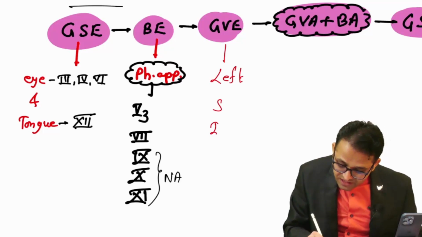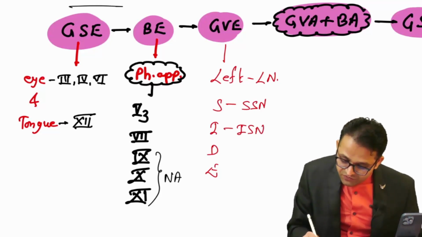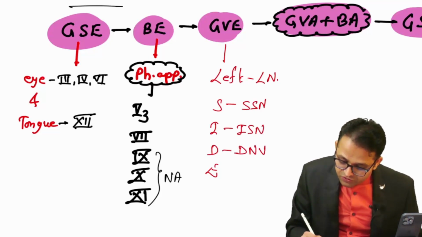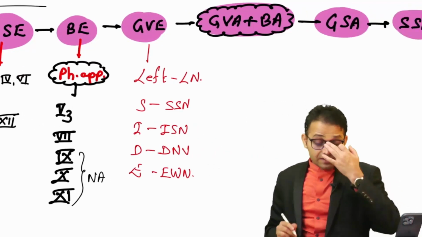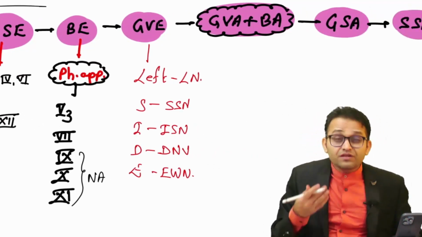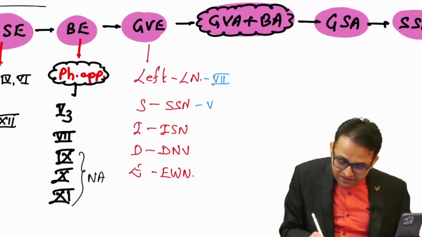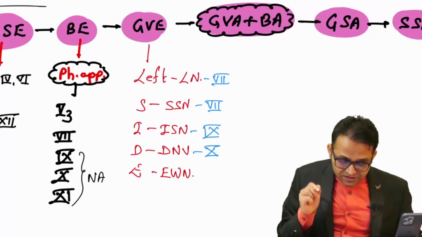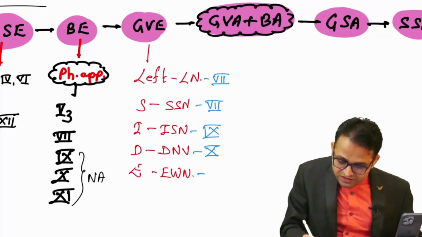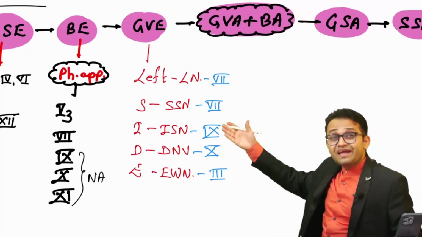S-I-D-E. Yes, L for lacrimatory nucleus, S for superior salivatory nucleus, I for inferior salivatory nucleus, D for dorsal nucleus of the vagus, and E for Edinger-Westphal nucleus. So simple. Yes, if you want to tell about the cranial nerve, then lacrimatory nucleus is related with the facial nerve, superior salivatory with the facial nerve, inferior salivatory with the glossopharyngeal, dorsal nucleus of the vagus, 10th nerve, and the Edinger-Westphal nucleus is related with our third cranial nerve. So simple. Yes, these are our parasympathetic ganglion.